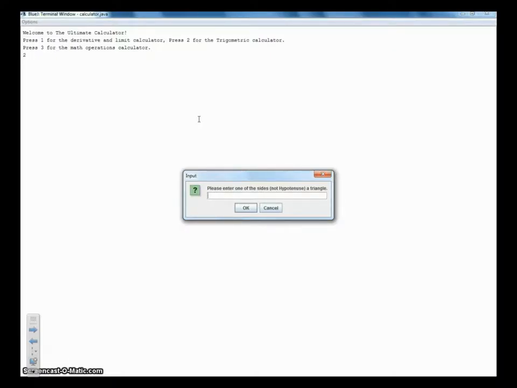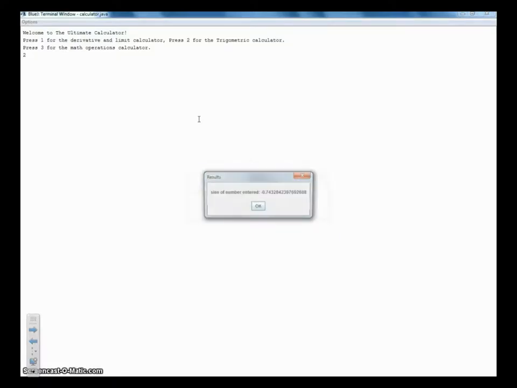Okay, so now it's entering the sides, not hypotenuse or triangle. So 3, 4. So the answer should be 5. They're all the cosines. And 5. Oh, okay, great.